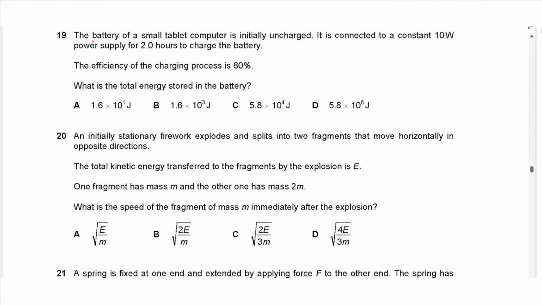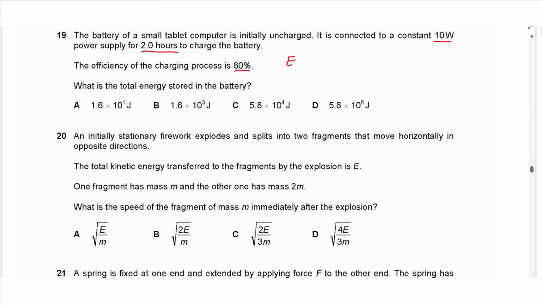Question 19 says the battery of a small tablet computer is initially uncharged. It is connected to a constant 10-watt power supply for 2 hours to charge the battery. The efficiency of the charging process is 80%. What is the total energy stored in the battery?